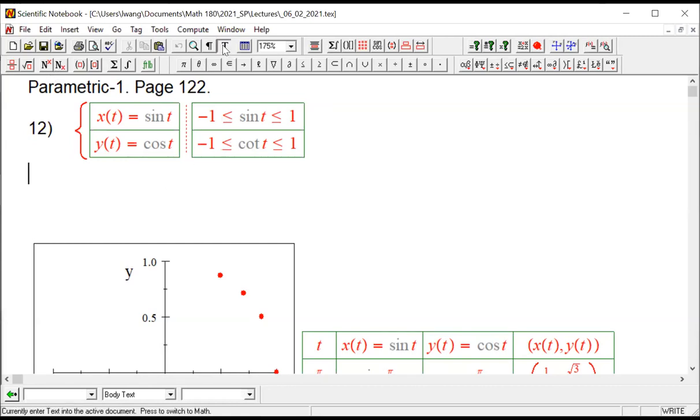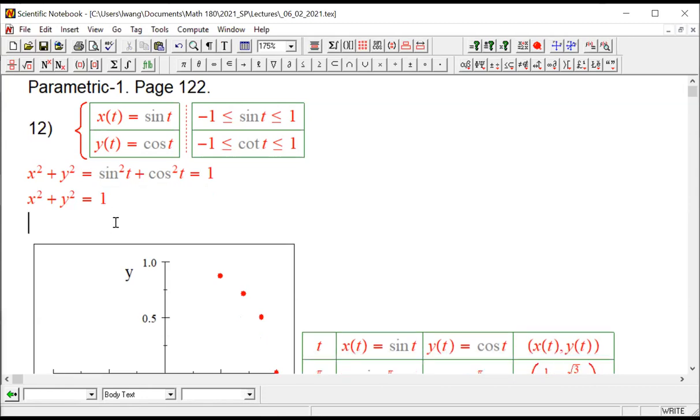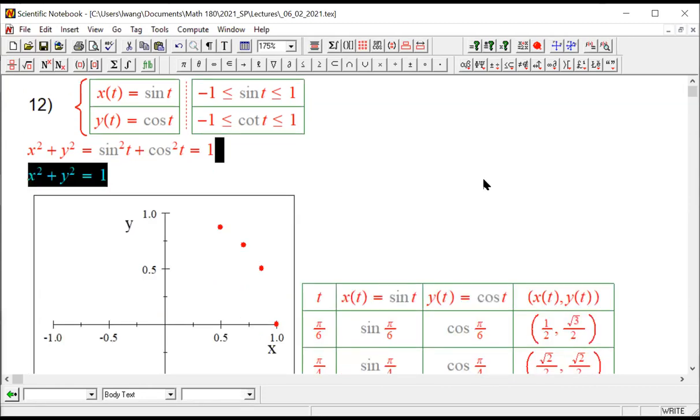Okay, this is how we get rid of the t. X squared plus y squared is equal to sine squared of t plus cosine squared of t, and that equals 1. So we have a unit circle. Okay, that's the unit circle.